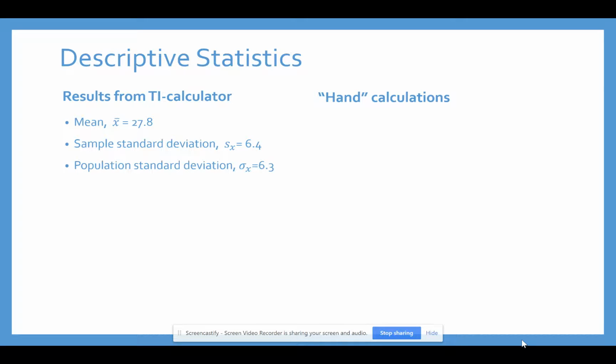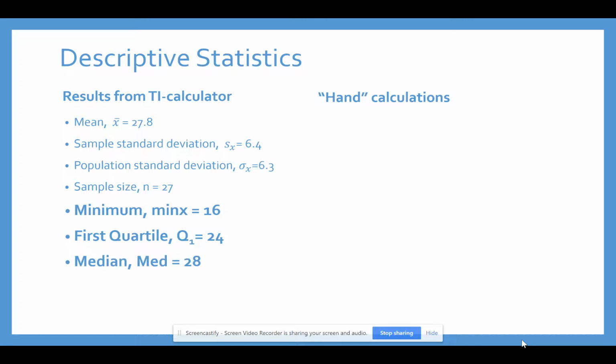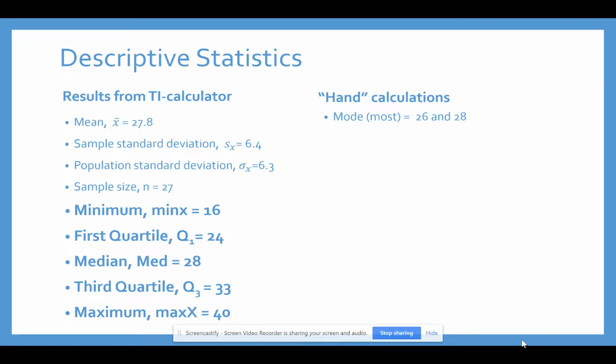So the mean is 27.8, sample standard deviation is 6.4, the sample size was 27, the minimum was 16, first quartile was 24, median was 28, third quartile 33, the maximum was 40. Now remember, there's about 4 calculations you have to do by hand. The mode is the data value that occurs the most. So if you go back and scan the list, you'll see that was 26 and 28. It's okay to have more than one.